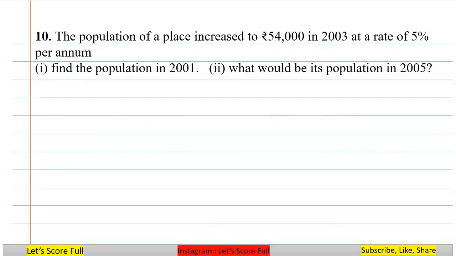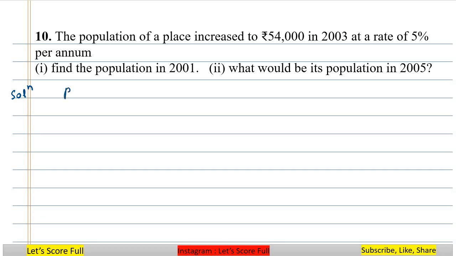Question number 10. The population of a place. So from here, application of compound interest is there. This is the application part. Nothing to worry. The formula, the method is everything the same.